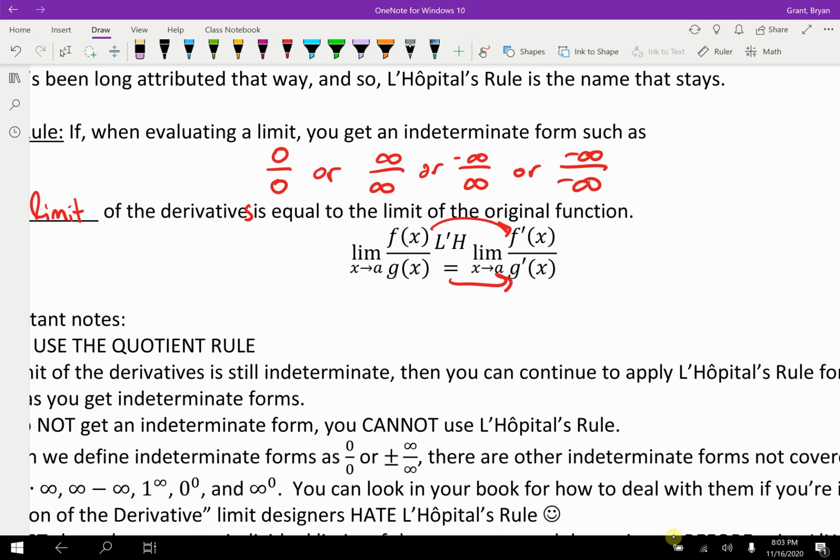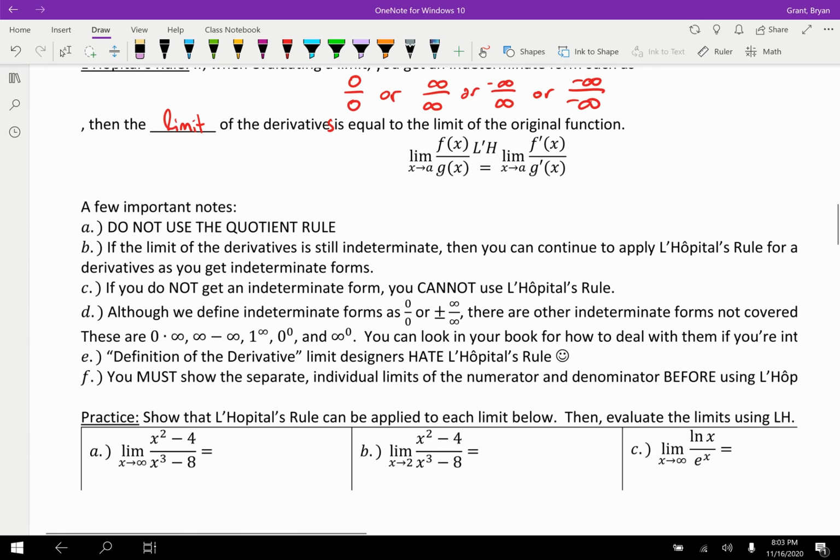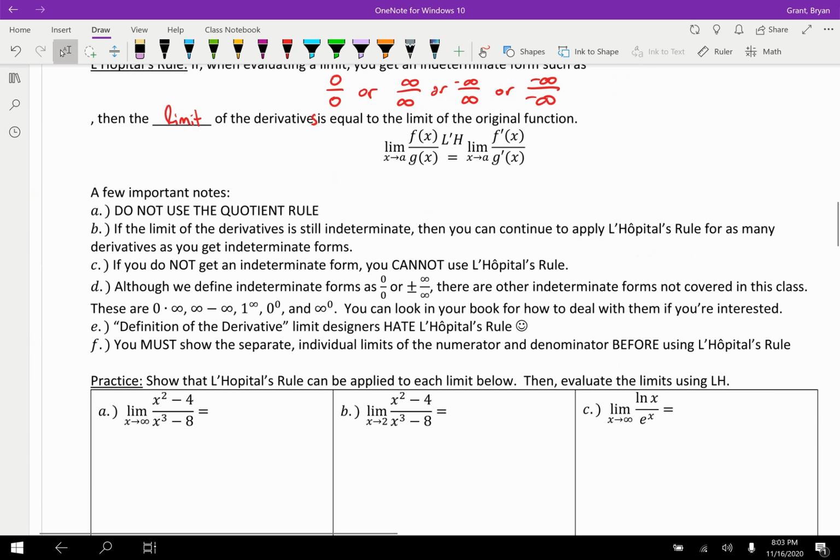Now, a bunch of important notes, and I think I'll cover everything here. First, do not use the quotient rule. You'll notice that this is not the quotient rule. This is not a derivative. This is an application of derivatives to make a limit easier. Second, if when you take the derivative and then you try plugging in a, you get an answer that is still indeterminate, so you get 0 over 0, infinity over infinity, then just do L'Hôpital's rule again.